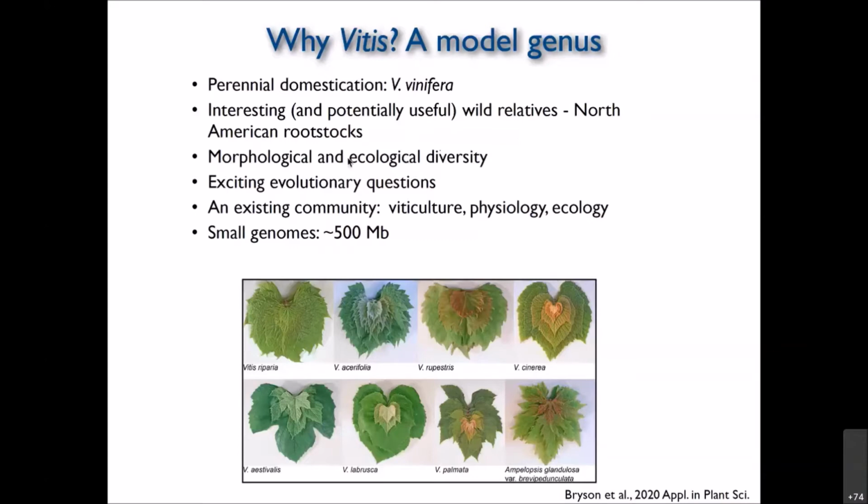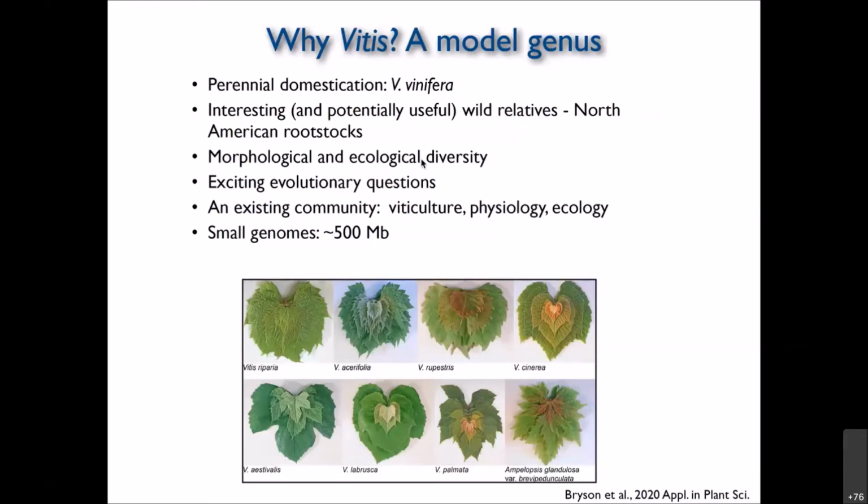And these species have incredible morphological and ecological diversity. For morphological diversity, I have here a picture from a recent publication, not my own. These are all North American Vitis species. You can see the leaves differ remarkably among these 8 species shown here. All of them, or most of them, are used as rootstocks, by the way. And there's great interest in this morphological diversity and what generates it, as well as the ecological diversity.